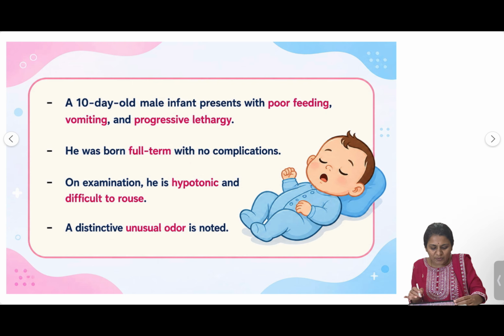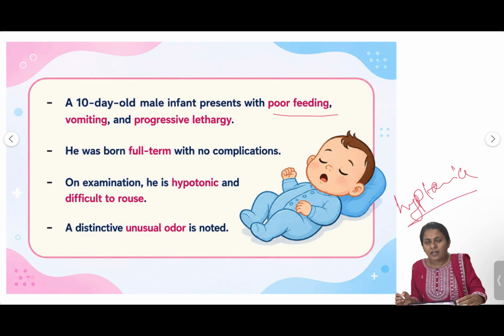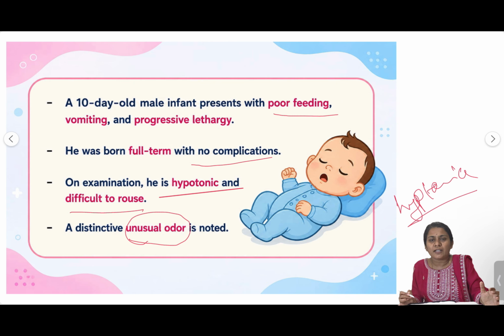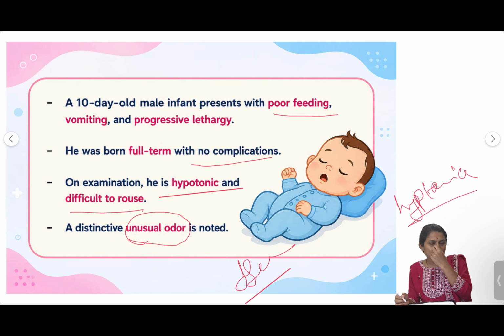So here is a case scenario where a 10-day-old male infant presents with poor feeding and hypotonia. I have told you in MSUD there was hypertonia followed by hypotonia. Here the child is very lethargic with hypotonia, and he was a full-term newborn with no complication. On examination he is hypotonic, difficult to arouse, and there is a distinctive unusual odor. What kind of odor is it? Sweaty feet odor or a rancid cheese odor. So it is mimicking what? Isovaleric acidemia.